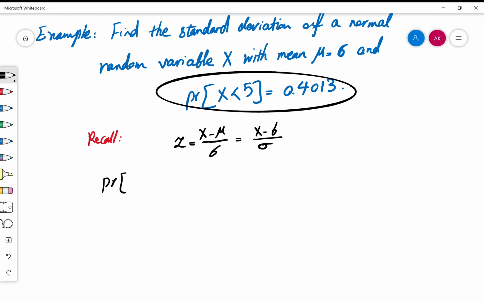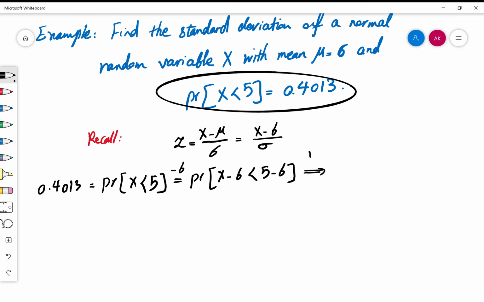Okay, so let's work on this: the probability of X being less than 5. Well, it is given that this is 0.4013, and we need to turn it into Z by subtracting 6 from both sides. So X minus 6 is less than 5 minus 6, and then dividing both sides by sigma. We don't know what sigma is, but the resulting thing would be (X minus 6) over sigma is less than negative 1 over sigma.